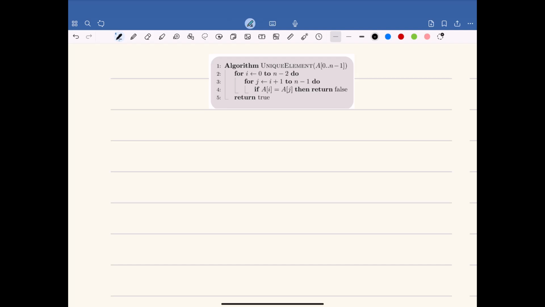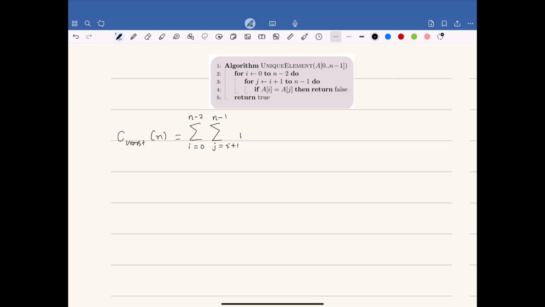To find the time complexity of the algorithm for the worst case, we build summations from the two nested for loops. So we write C for the worst case of n is equal to. Now for the first summation, it will be for the outer loop, i goes from 0 up to n-2. And for the second summation, it will be for the inner loop, j goes from i plus 1 up to n-1. Since the comparison is executed only once in every iteration of the inner loop, the inner summation will be the summation of 1.